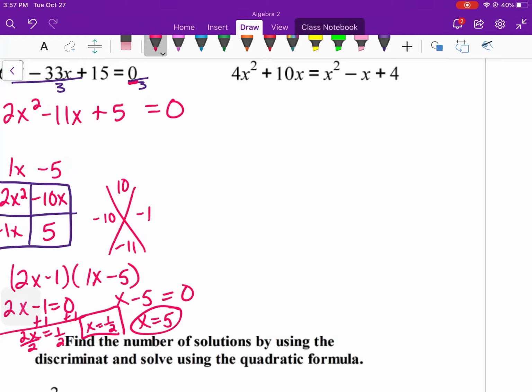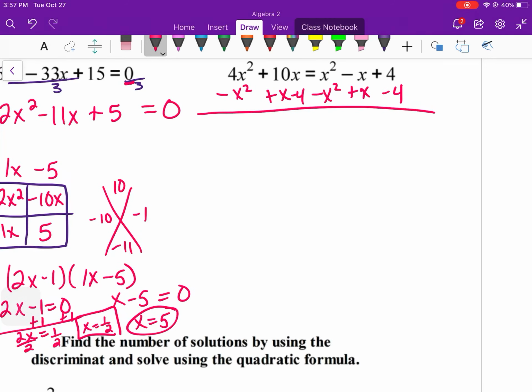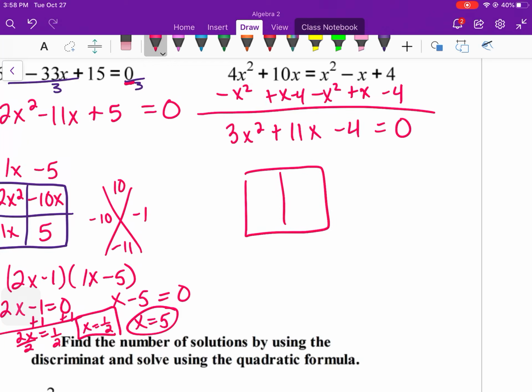It does have to be equal to 0. So if you want to solve this one, you have to start by moving everything to the other side. So you have to subtract an x squared, add an x, and subtract a 4. And this one might look familiar because I think it was actually in your problems on your student warm-up, but I saw a lot of mistakes, so I threw it on here. First, 4x squared minus x squared is 3x squared. 10x plus an x is an 11x, and then minus 4.